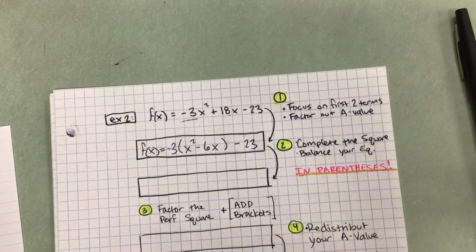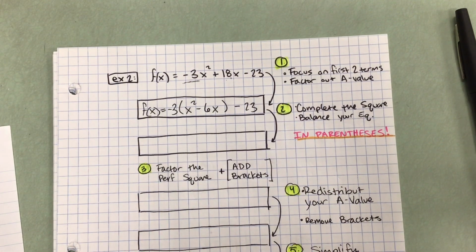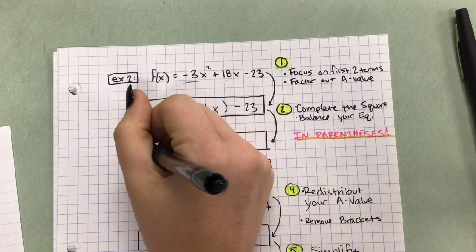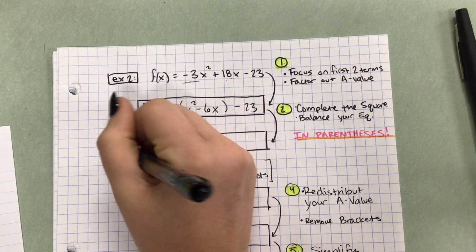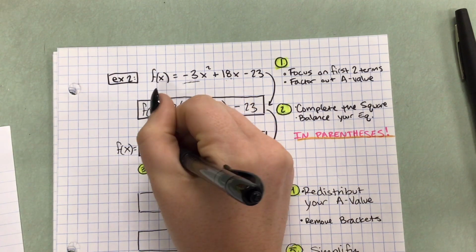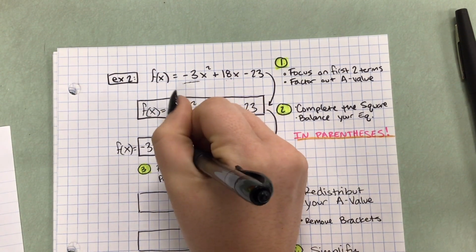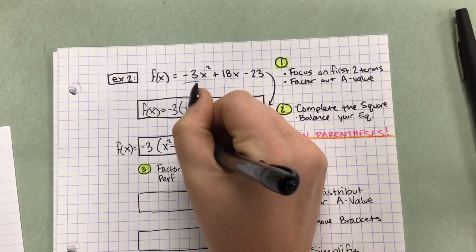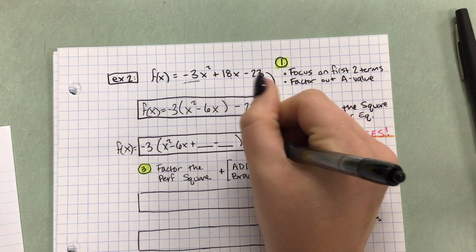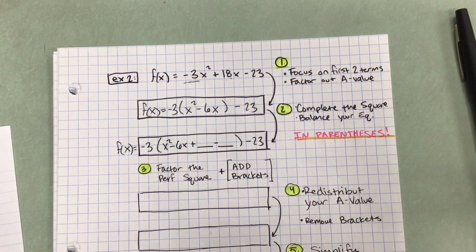All right, so step 1 is done. Step 2, complete the square, balance your equation. Make sure you do this all inside the parentheses. So we've got f of x equals -3, x squared minus 6x. We're going to add something, and then we're going to minus something to keep it balanced. And then this -23 doesn't change.